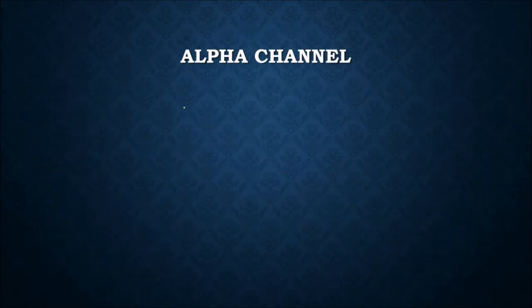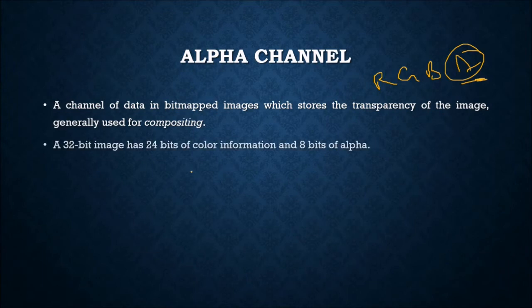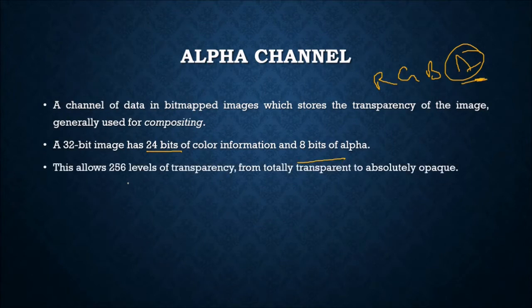Now the next question is, what is an alpha channel? It is a channel of data in bitmap images which stores the transparency of the image, generally used for compositing. You have seen RGBA, so what is this A? This is the alpha channel. A 32-bit image has 24 bits of color information and 8 bits of alpha channel. Alpha is 8-bit, that is 2 to the power 8, which is 256. So it allows 256 levels of transparency, from total transparency to absolutely opaque.